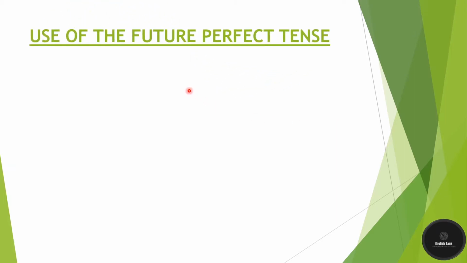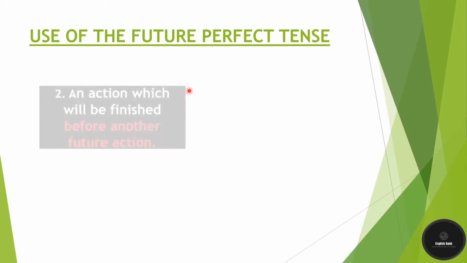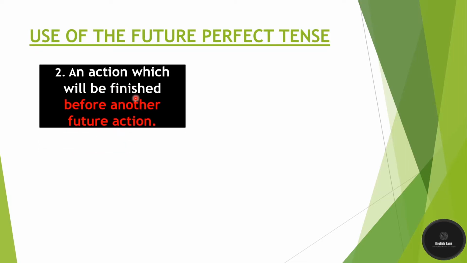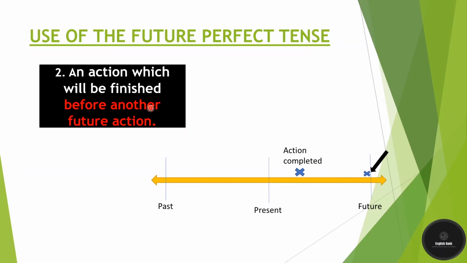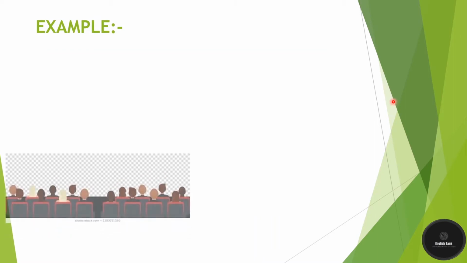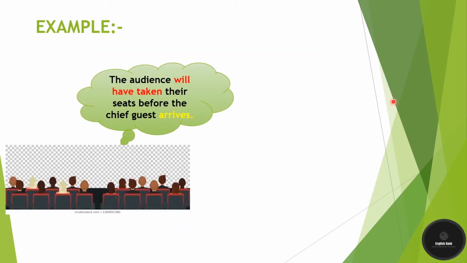Let's move into the next. We also use future perfect tense to refer to an action which will be finished before another future action. Let's look at this timeline. Here's the action completed and here's the other future action. Look at this example. The audience will have taken their seats before the chief guest arrives.